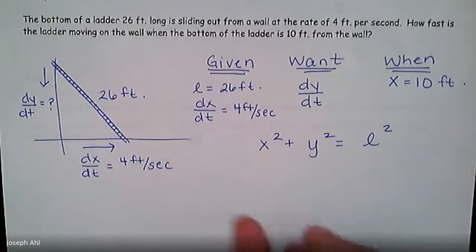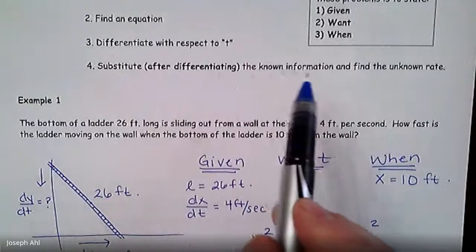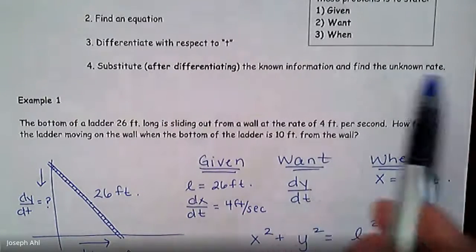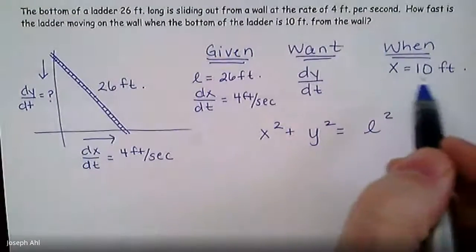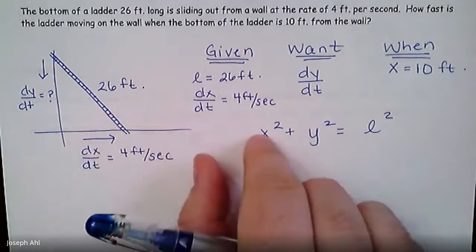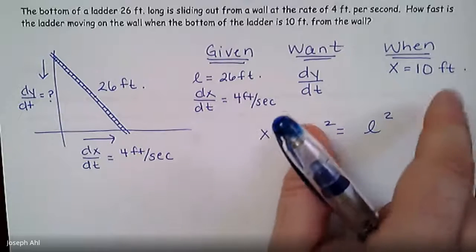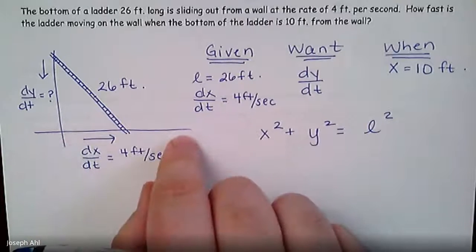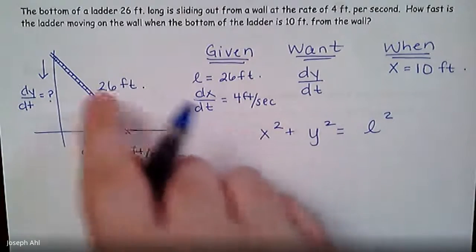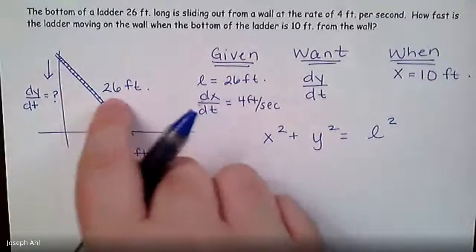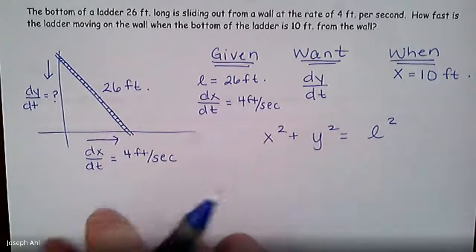Now, the only thing we have to be cautious about is what I mentioned up here in step 4. Substitute after differentiating the known information, and then we'll find the unknown rate. The thing is that we can't sub in x equals 10 yet, and we don't want to plug in that 10 feet until we've taken the derivative, okay? Because that 10 feet happens after a certain period of time. So we want to take the derivative of this equation first. The one thing that I can plug in right now as a constant is the length of the ladder. The ladder's not changing its length as it moves away from the wall.